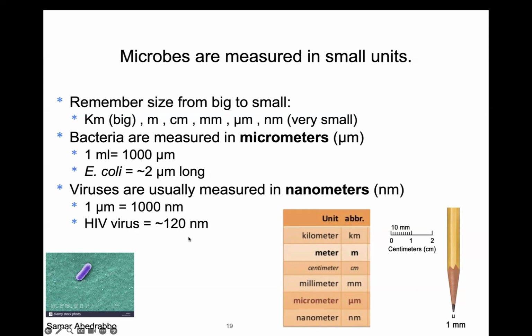So what I would like you to take from this slide is bacteria are measured in micrometers. Micrometers are 1,000 times smaller than millimeters. In order to see micrometers or see bacteria, we need a light microscope. Light microscopes are the traditional microscopes you see in lab. Viruses are much smaller than bacteria. They're measured in nanometers. And in order to see nanometers or viruses, you need an electron microscope.